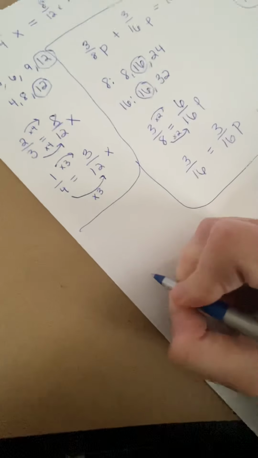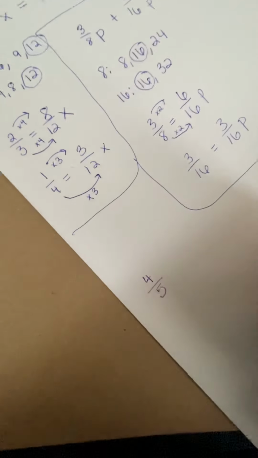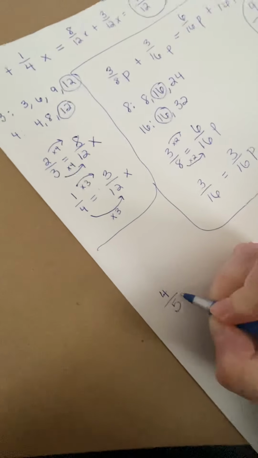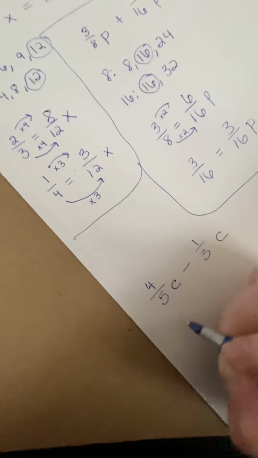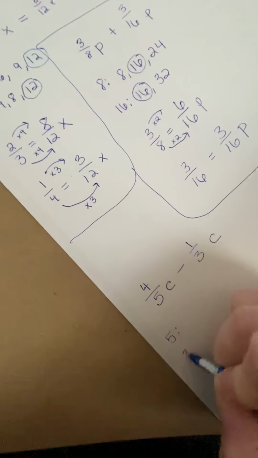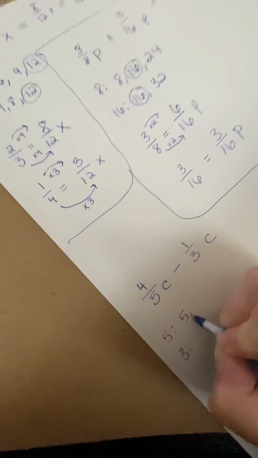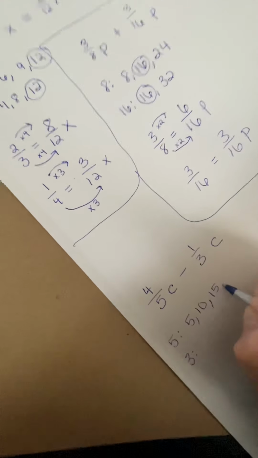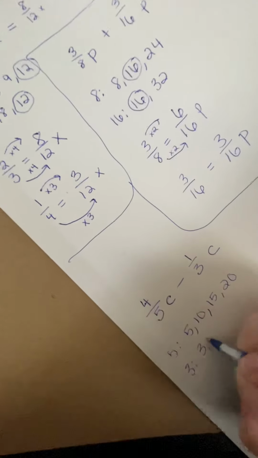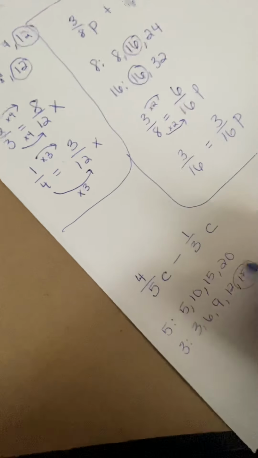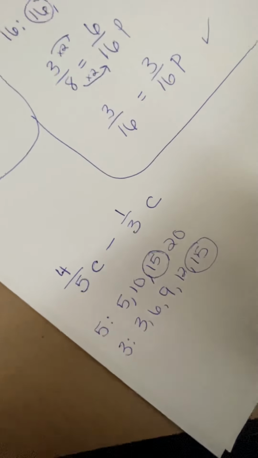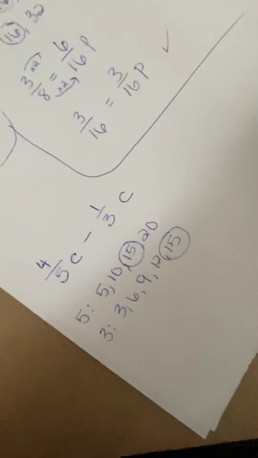The first subtraction one, 4/5 c minus 1/3 c. List my multiples of the denominators. 5, 10, 15, 20. 3, 6, 9, 12, 15. Oh, found my common denominator.